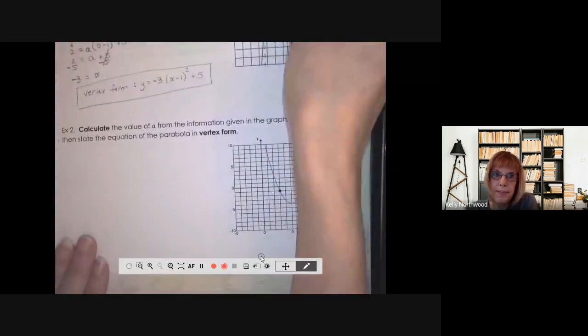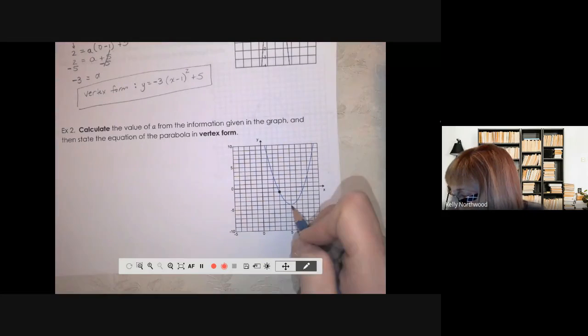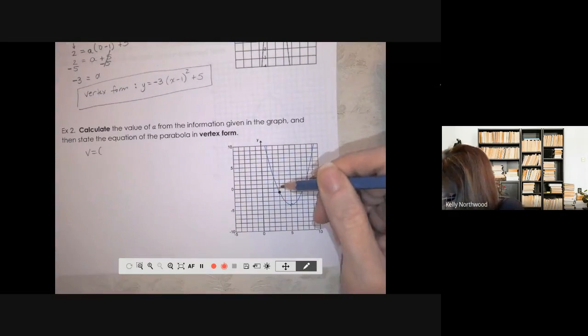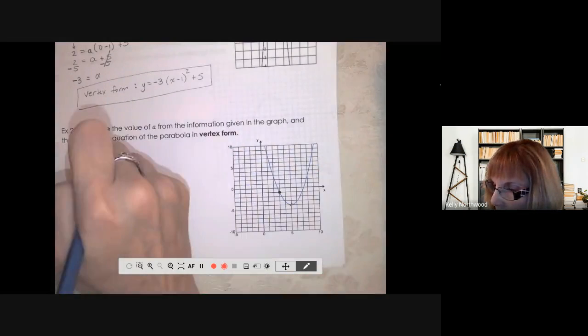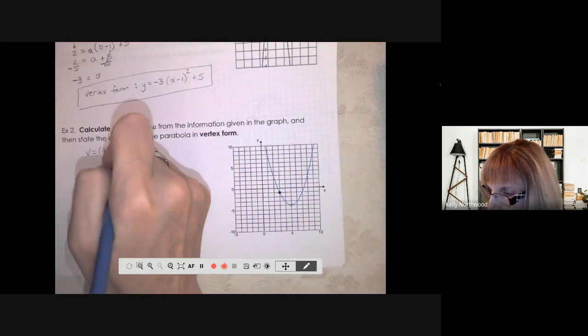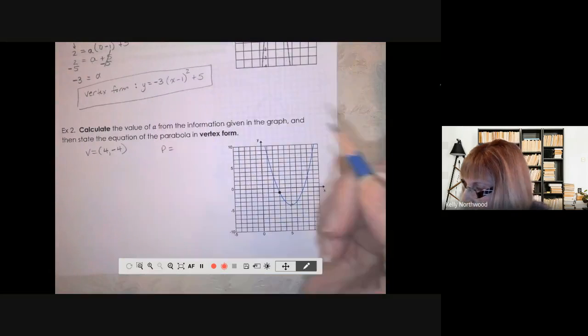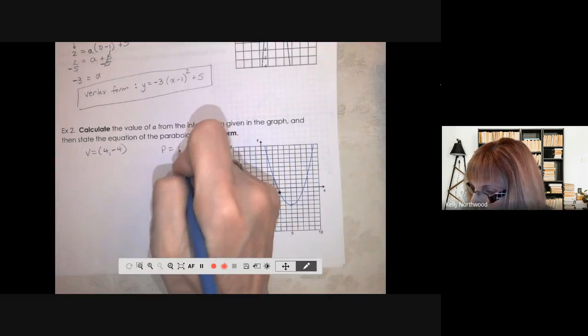So our next question: calculate the value of A from the information given in the graph and then state the equation of the parabola in vertex form. Okay, so the vertex is right on the corner, so we can figure it out. So let's do that first. So 4, -4. And we also know this point here is at 1, 2, 3, -1.